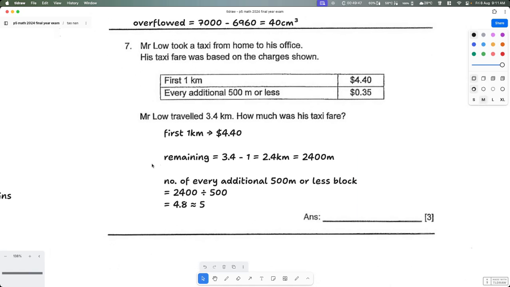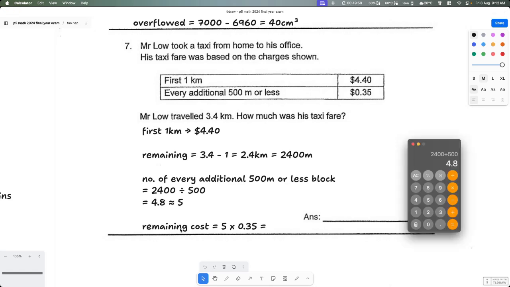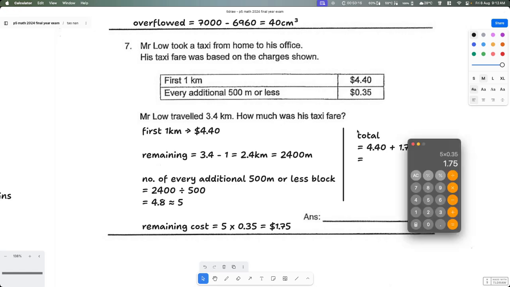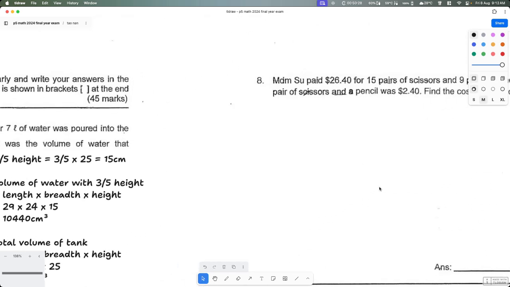So that means in this case, remaining cost is equal to 5 times 0.35. This will give us $1.75. And lastly, total will be 4.40 plus 1.75, and this will give us $6.15 in this case. Right, so that's the answer, $6.15. Let's move on to question number 8.